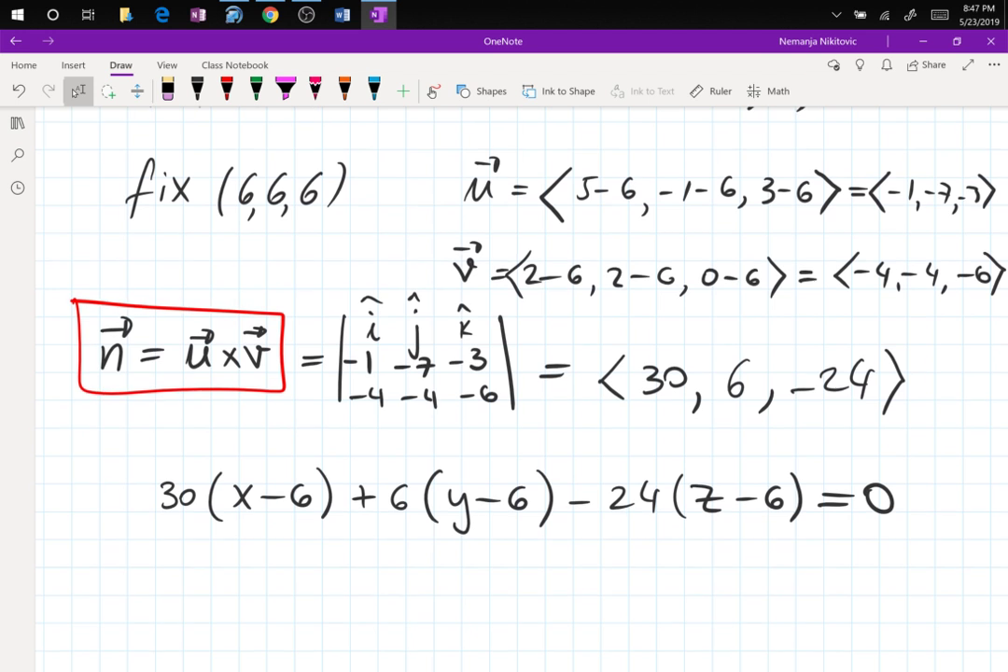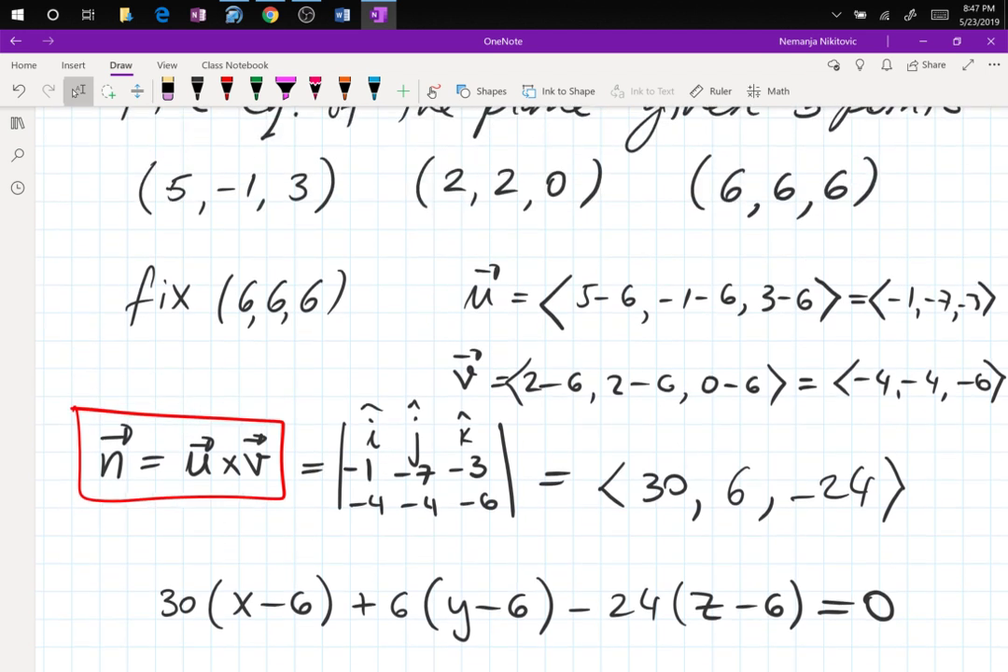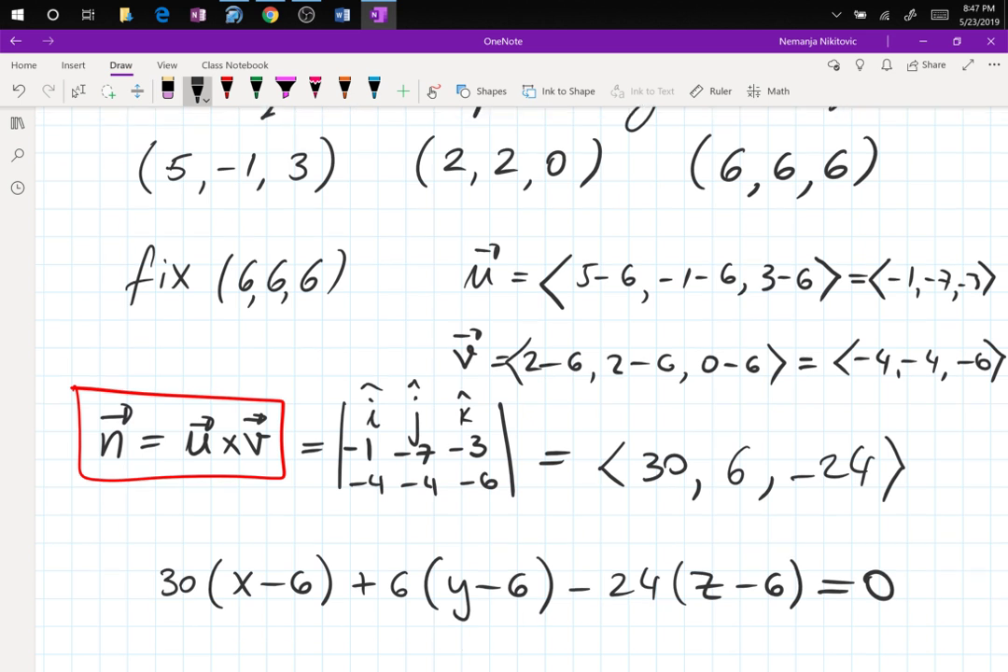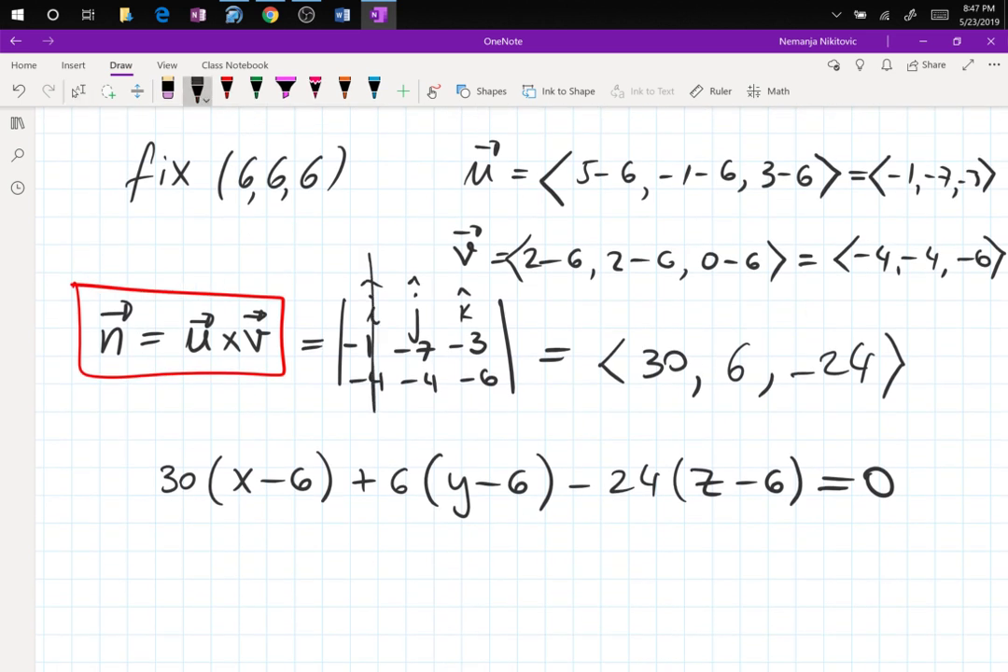So if I fix a point, then all the other coordinates minus that point. So 5 minus 6 is negative 1. Negative 1 minus 6 is negative 7. 3 minus 6 is negative 3. 2 minus 6 is negative 4. 2 minus 6 is negative 4. 0 minus 6 is negative 6. Now, when I kill i's, 7 times 2, 42. 42 minus 12 is 30.